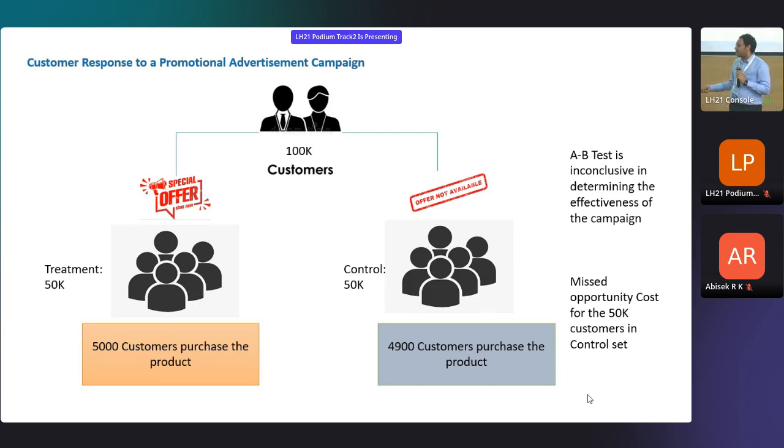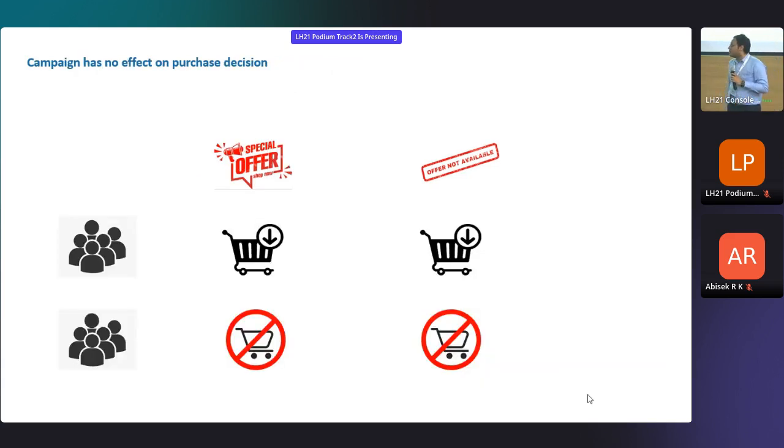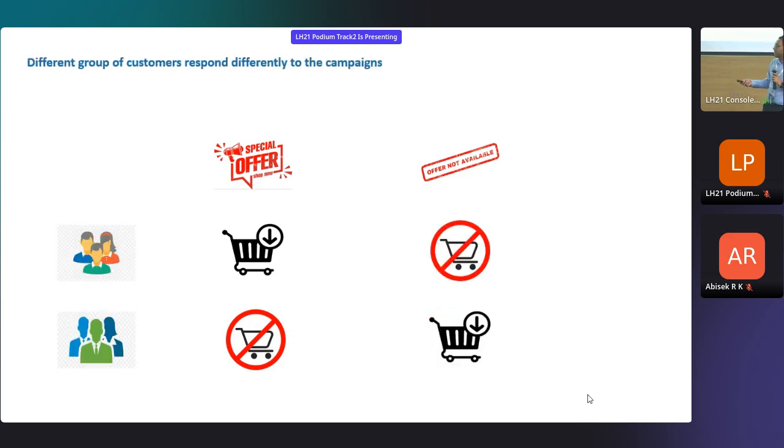And also we do not know which customers to target. So there's also a huge missed opportunity cost in this control group of 50,000, because if they had been treated, it would have led to more significant sales. So why can this happen? It can be the case that the treatment didn't have any effect, so the customers would have purchased it irrespective of the offer, or they would not have purchased it even if the offer was given.